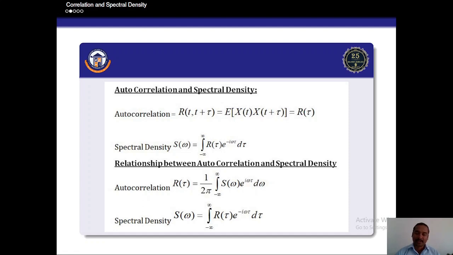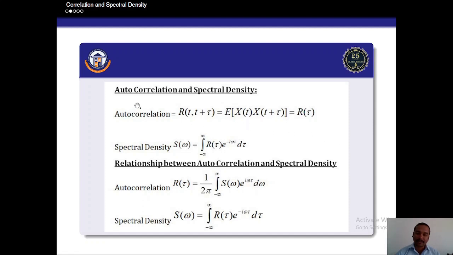What is autocorrelation? Autocorrelation is mainly used to find the changes in the signal with respect to time. That means if the value of autocorrelation reduces with respect to time, the signal is also reduced. Then the spectral density, that is power spectral density, is mostly used to find the distribution of the power of a signal.